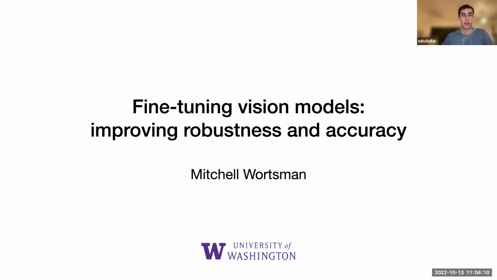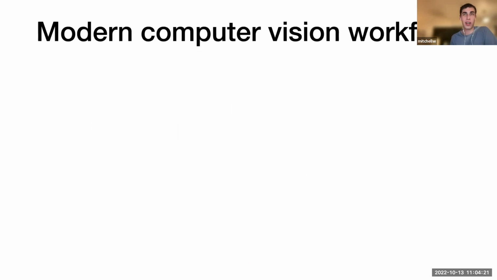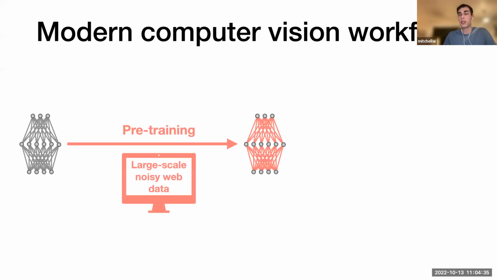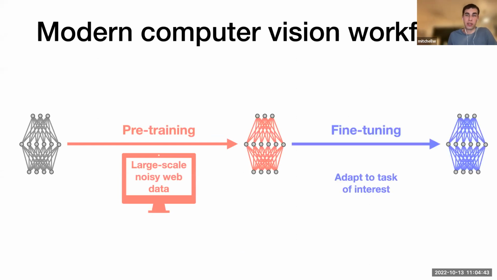So today we're going to be talking about how to fine-tune models in computer vision in a way that improves their robustness and also their accuracy. So to start, let's just revisit what is the modern workflow in computer vision. Many high-performing models today in computer vision are produced by a two-step procedure. You first take a neural network and you pre-train it on a lot of noisy data from the internet. So this is step one. Next, to adapt the model to a problem of interest, you fine-tune it, okay? And this is the second step, and this is actually the step that we're going to be focusing on today.